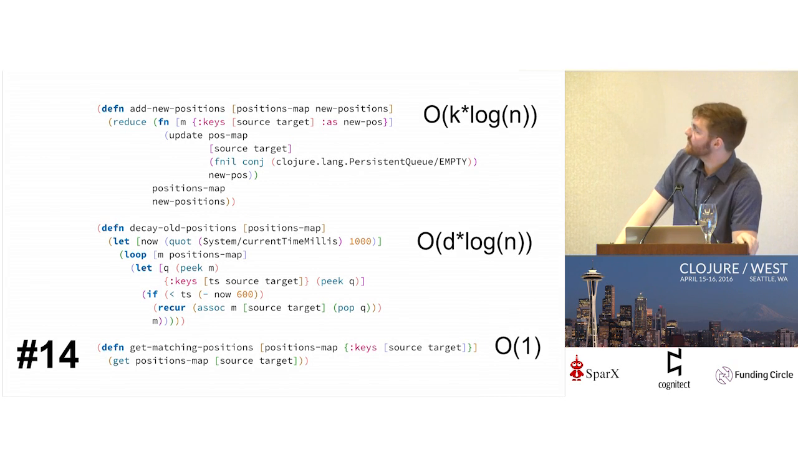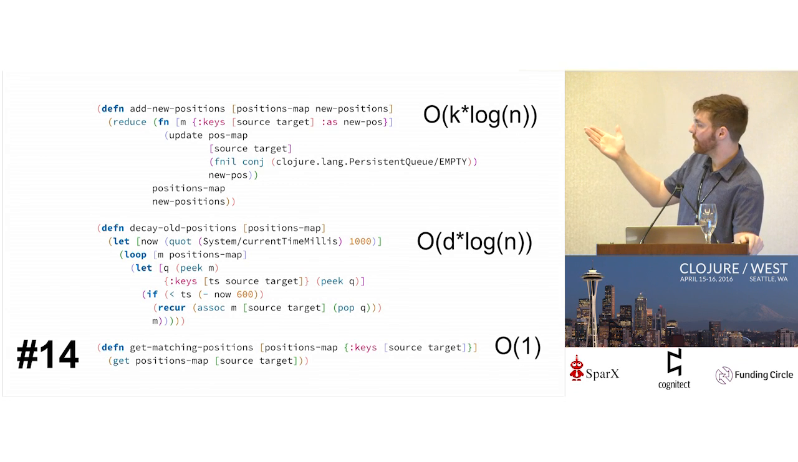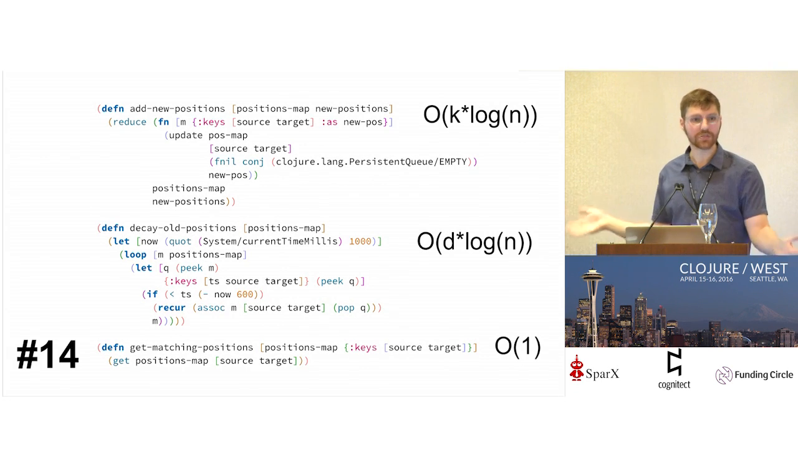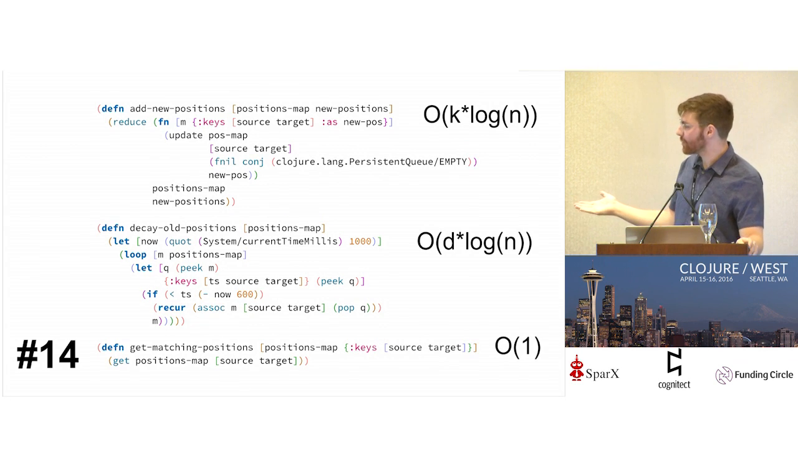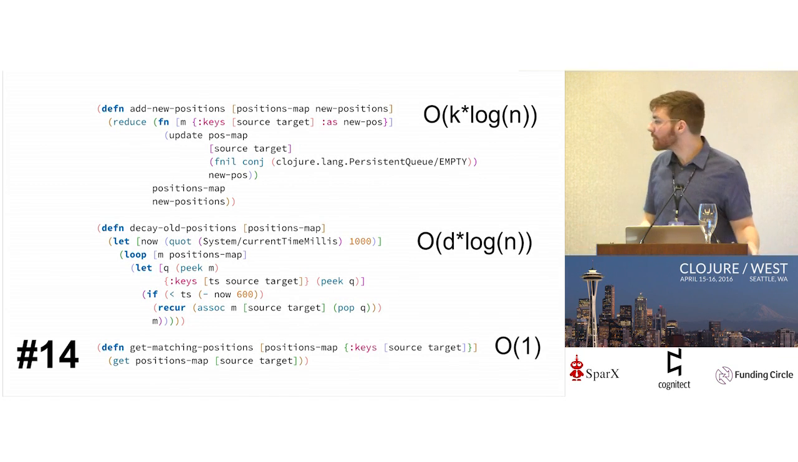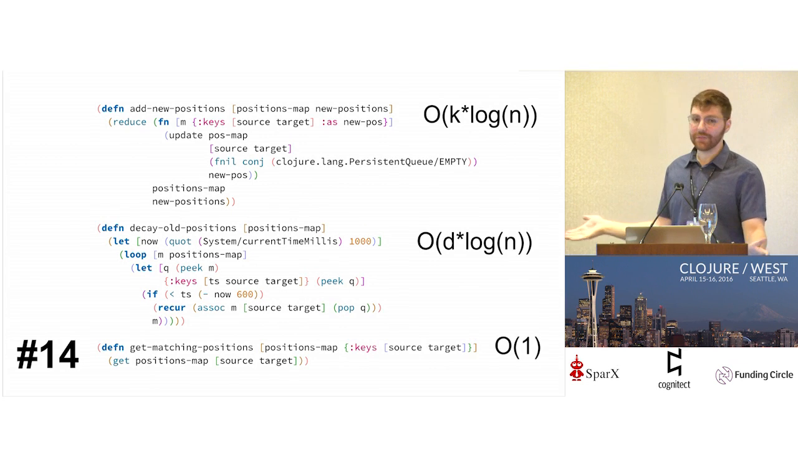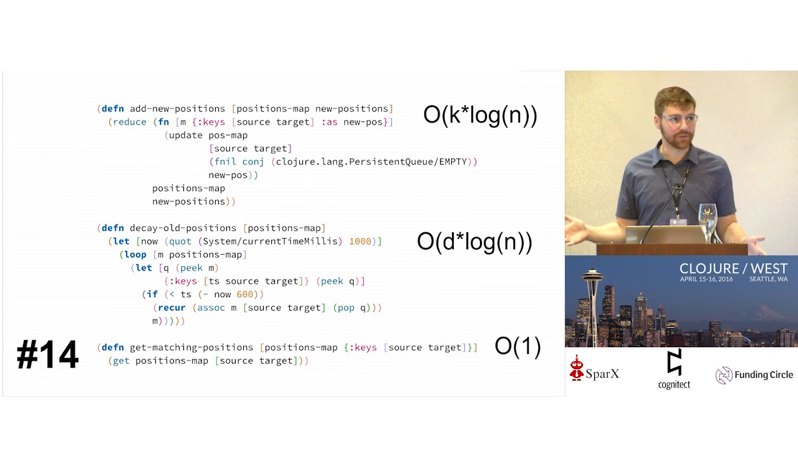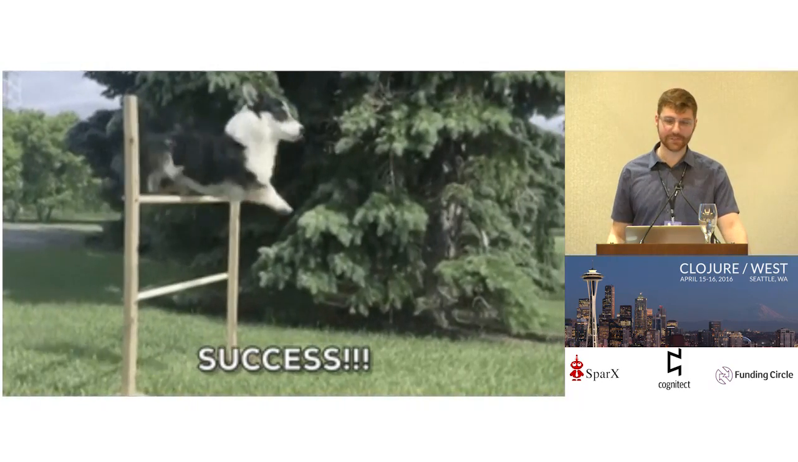So the runtime for these is going to be something like O(k log n) for adding new position data, which is slower, but not that big of a deal. Decaying old position data is going to be the number of things decayed times log n, which is probably faster. And then looking up the position, which is the most called function of all, is going to be O(1) now. So runtime is way better.